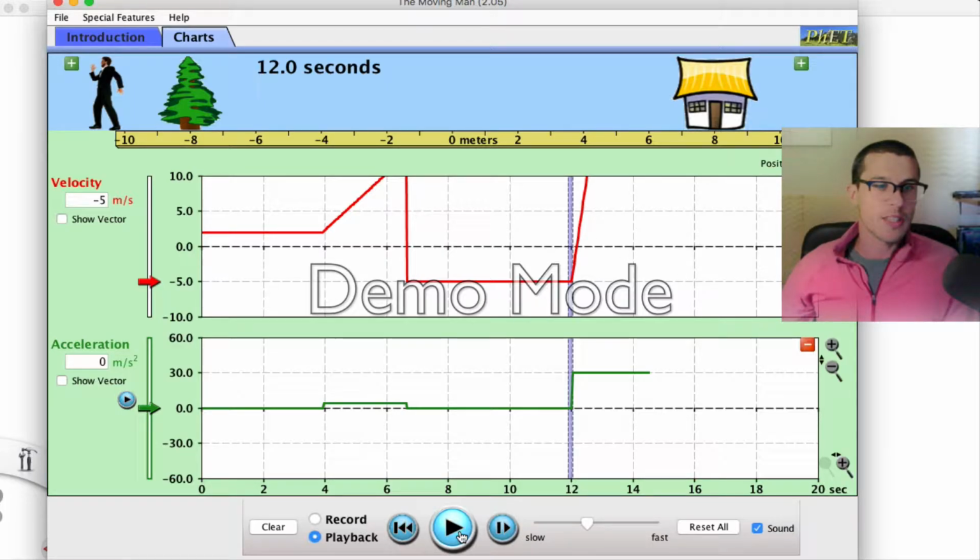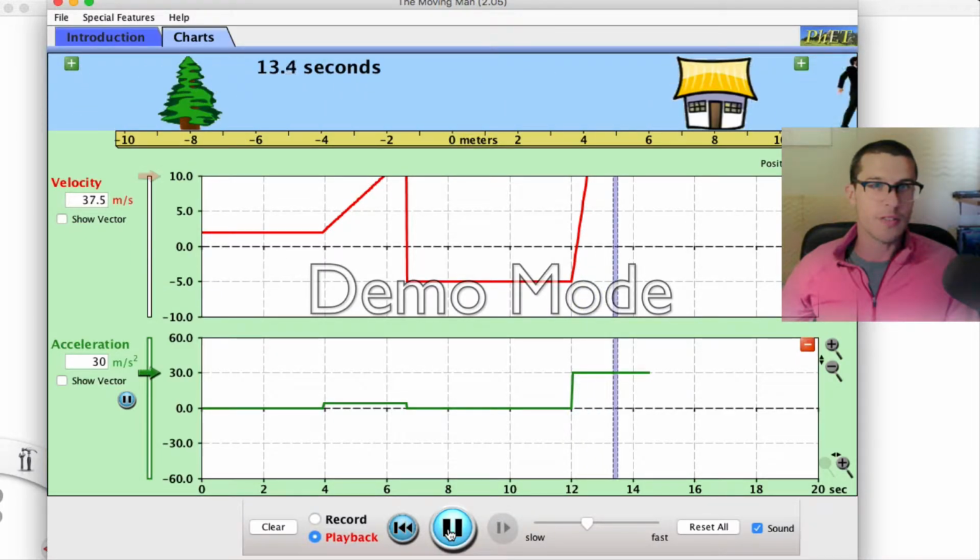Yeah, so you can see that. And what he looks like he's doing is he's getting faster and faster and faster. And that's exactly right. He gets faster and faster.